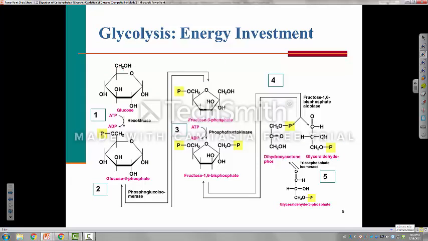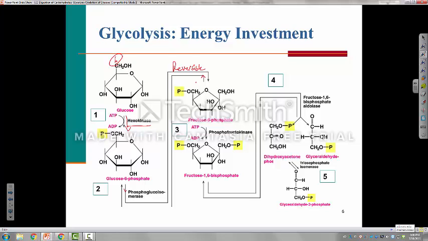This is carbon number 6. This is a phosphoester bond. An acid combines with an alcohol to give us an ester, a phosphoester bond. And you'll notice this reaction, this arrow, is just one way. Irreversible. Hexokinase is irreversible. The next step, glucose 6-phosphate to fructose 6-phosphate, has 2 arrows, up and down. So this is reversible.